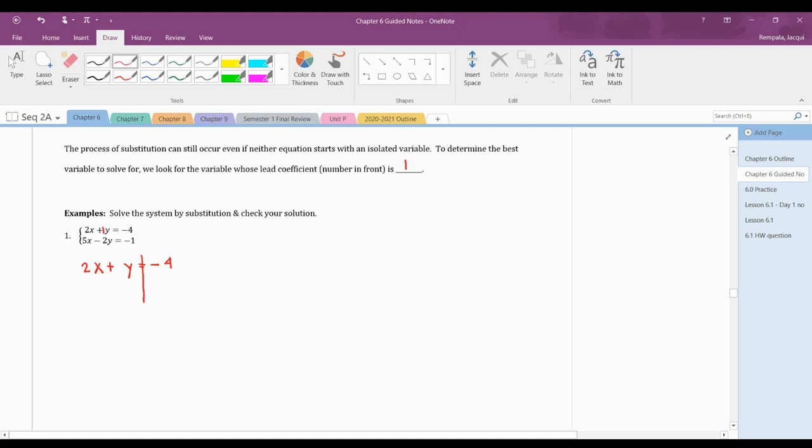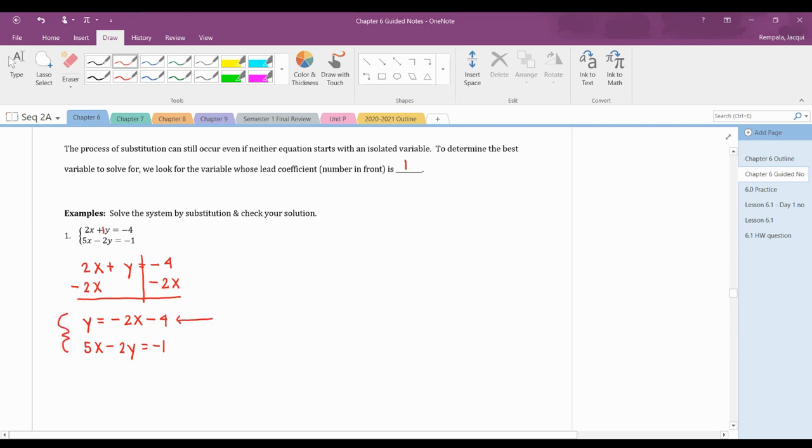So to get y by itself, whatever is on the same side, we want to move to the other side. So positive 2x, we are going to subtract over to the other side. So now we have y equals, those are not like terms, it doesn't matter which you put first. I'm going to put the -2x and then say -4. All right, so that's technically the equation from the top. So we still have this bottom equation of 5x minus 2y equals -1. So technically, this is the system that we look at.